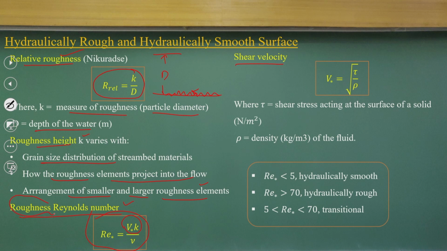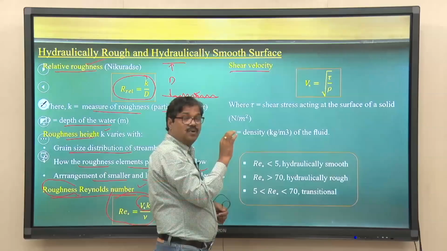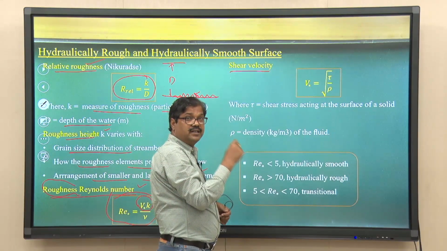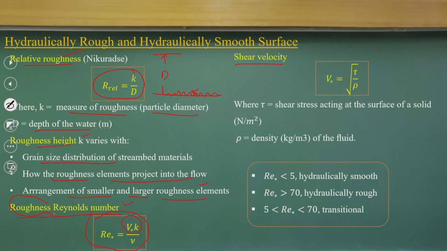What is the shear velocity? It is actually shear stress expressed in units of velocity. That is the reason we divide by rho and take the square root, which gives the unit of meter per second. So, tau is the shear stress acting on the surface and rho is, as you know, the density. So, that is how we compute the roughness Reynolds number.